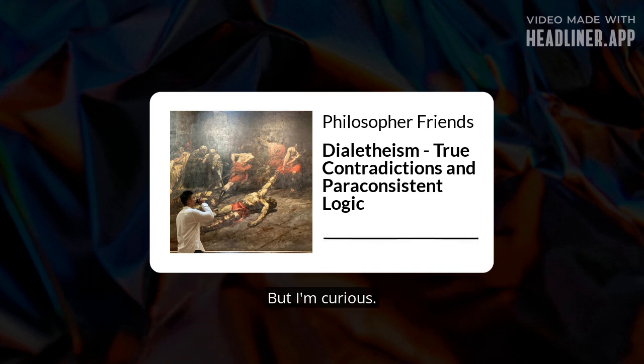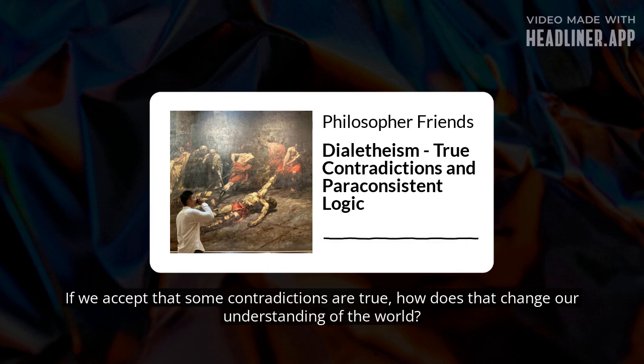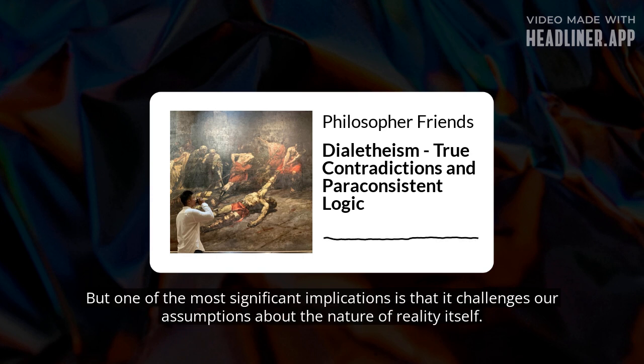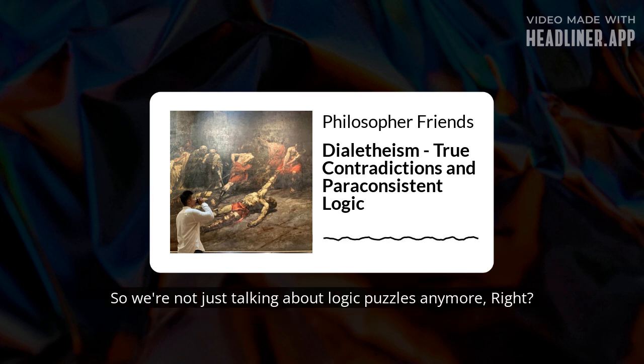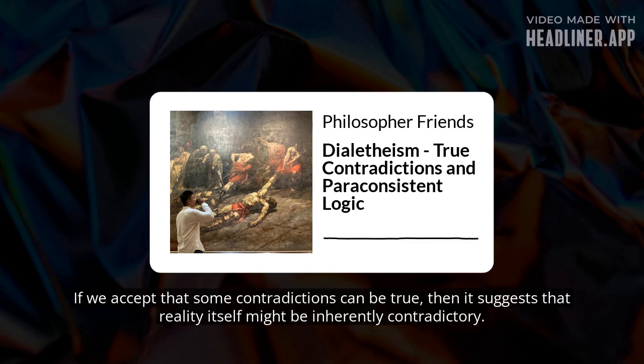But I'm curious, what are some of the implications of dialetheism? If we accept that some contradictions are true, how does that change our understanding of the world? That's a great question, and one that dialetheists are still exploring, but one of the most significant implications is that it challenges our assumptions about the nature of reality itself. So we're not just talking about logic puzzles anymore. Right. We're talking about the very fabric of existence. Exactly. If we accept that some contradictions can be true, then it suggests that reality itself might be inherently contradictory.